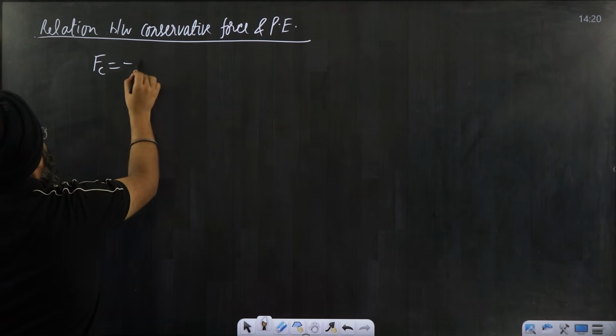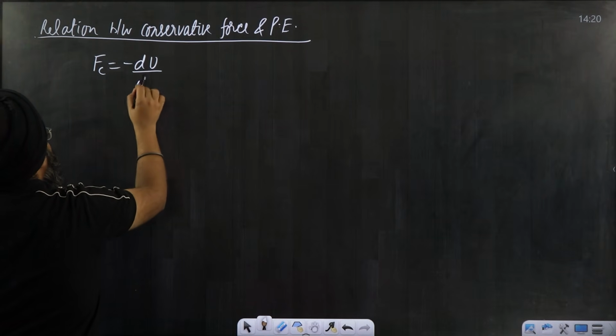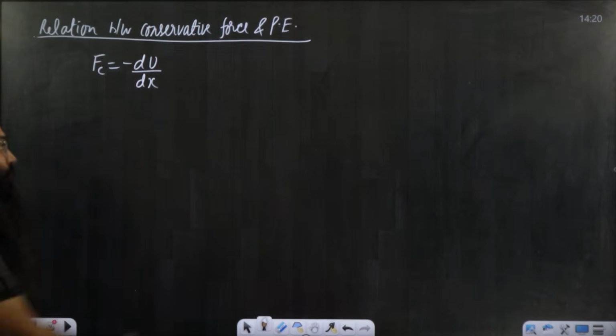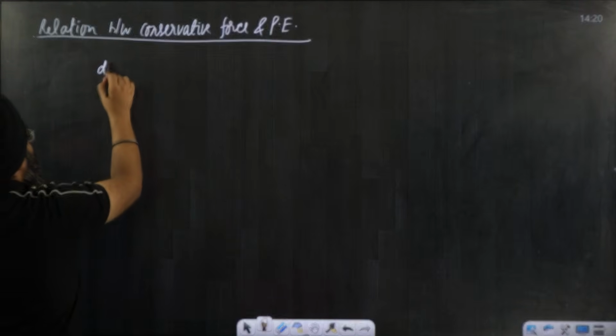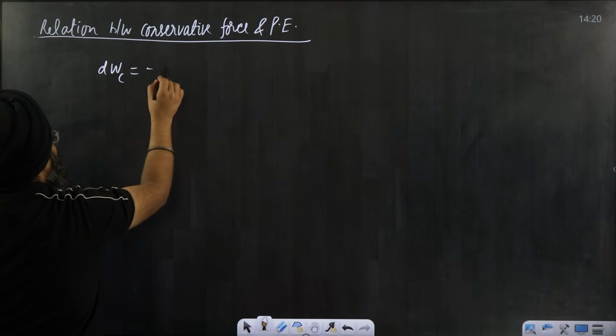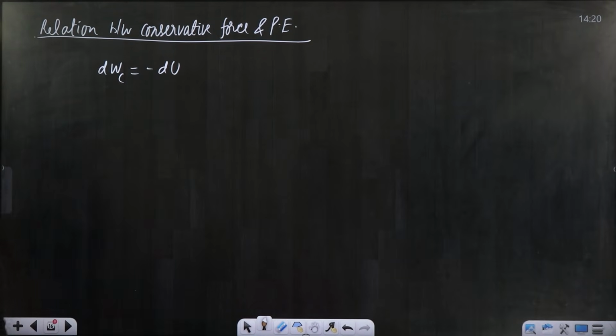Whenever we are discussing the relation between conservative force and potential energy, always remember that the conservative force can be given by minus of dU by dx. But before that, let me discuss how to write potential energy in terms of force. We know that the small work done by the conservative force can be written as minus of the change in potential energy, minus dU.